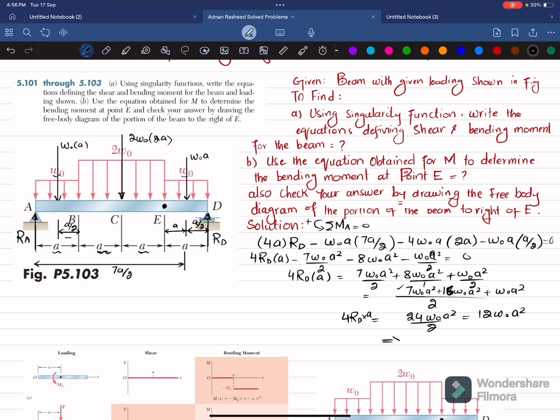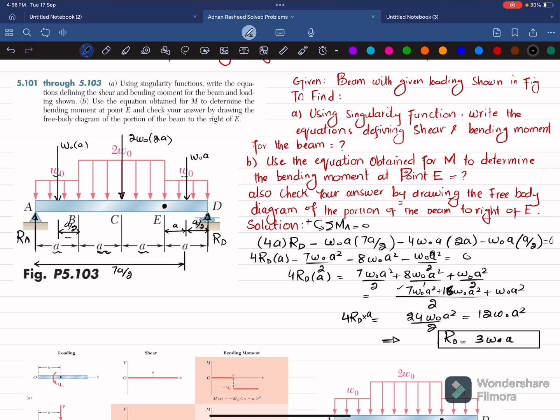So what we will get if you divide 4A on both sides, RD will be equal to 3W naught into A. So this is the reaction force of this roller support on the beam.